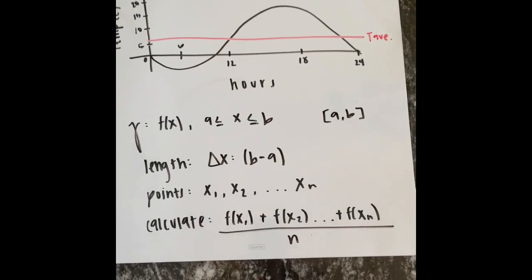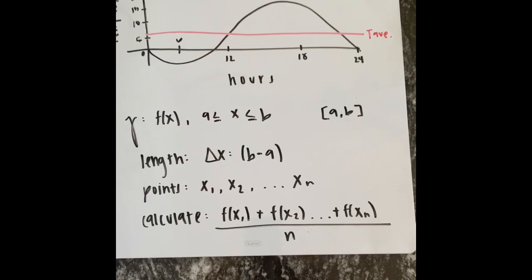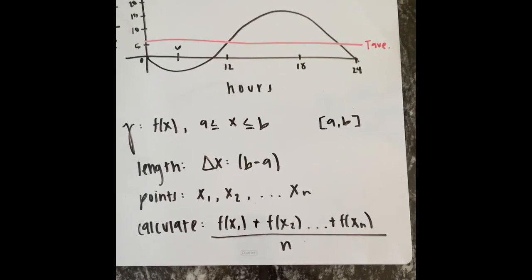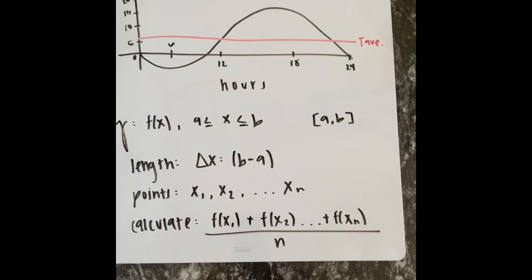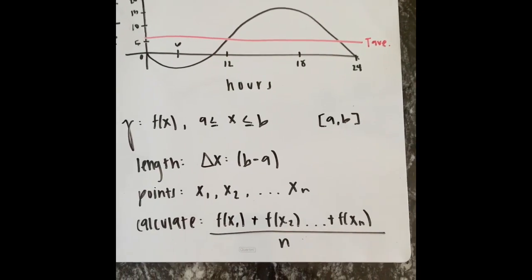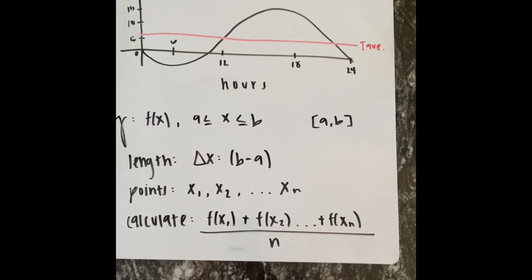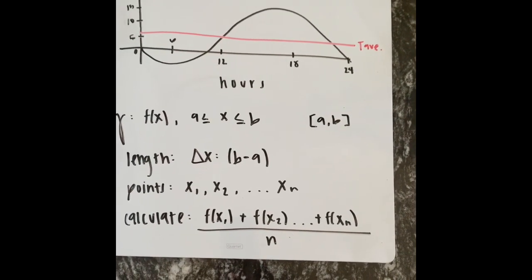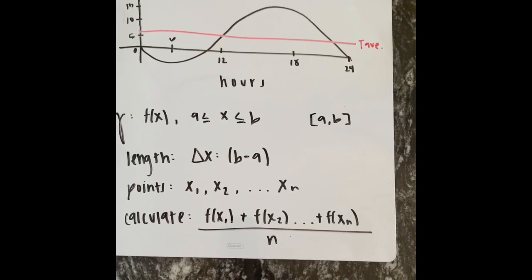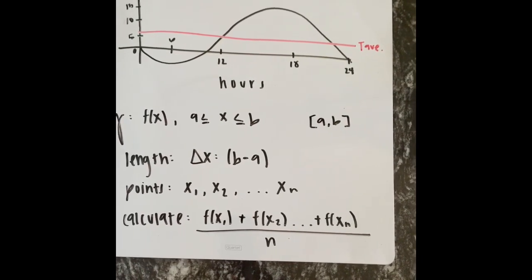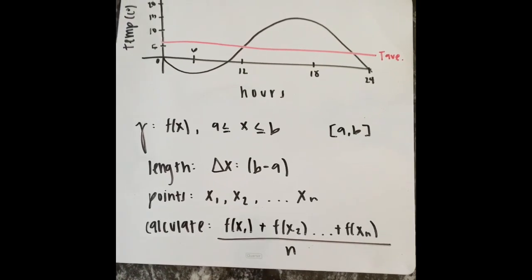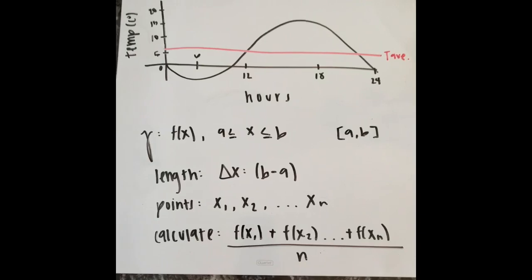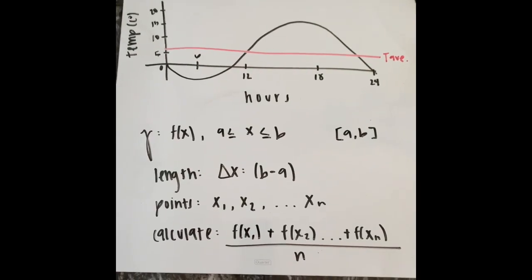In general, let's try to compute the average value of the function y equals f of x, where x is between a and b. We start by dividing up the interval a to b into n equal subintervals, each one with a length of the change in x, delta x, equal to (b minus a) over n. So if 12 was b and hour 6 was a, the change in x would be 6 hours.